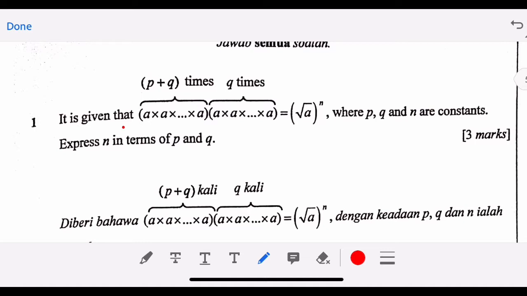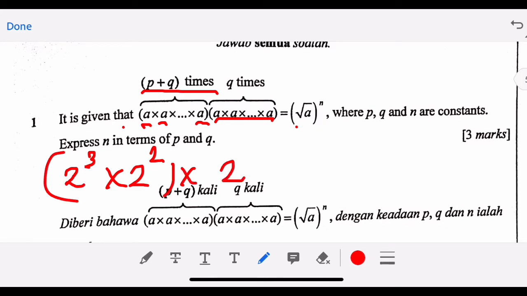You're given the base a times a, many times, p plus q times, and then there's another one, a times a for q times. Then you can try to solve this, which is equal to square root of a power n. If you don't understand, just say your a is 2, maybe 2 times 3 times 2 times 2, something like that, and then times maybe 2 times 5, and the base here is something like this with the n.